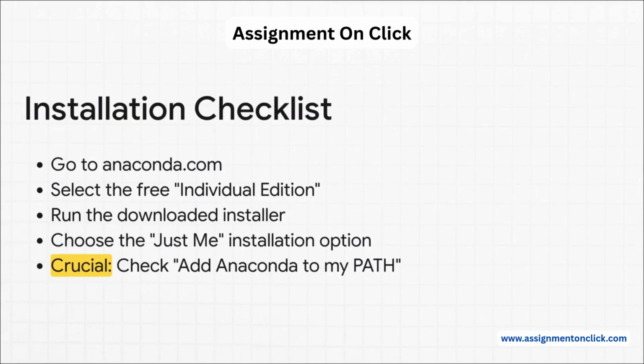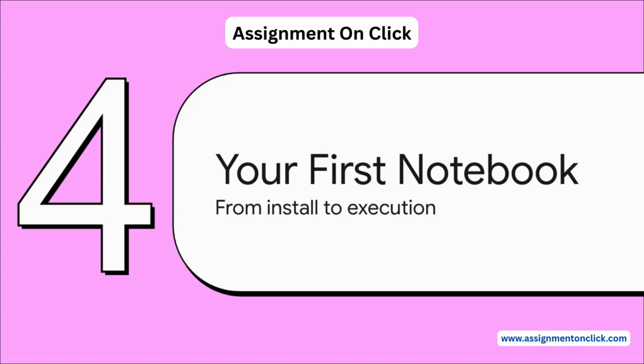All right, here's your installation checklist. First, just go to anaconda.com, look for the free individual edition, and download it. When you run that installer, go ahead and choose the Just Me option. Now listen up, because this next part is super important. You're going to see a checkbox that says Add Anaconda to my path environment variable. You have to check that box. Seriously, for beginners, this is an absolute lifesaver. It'll prevent so many headaches later on. And done. The installation is complete.